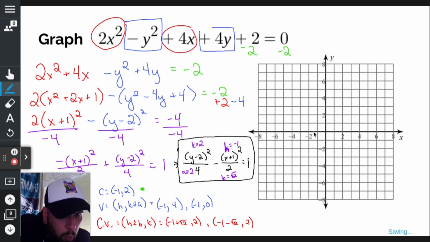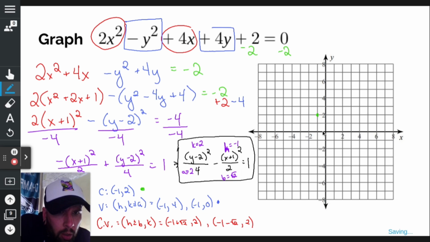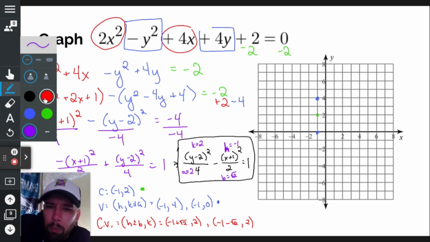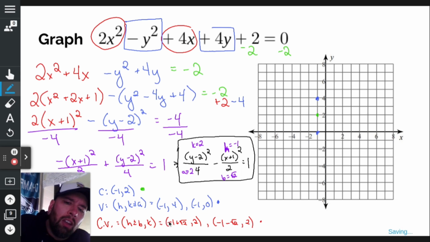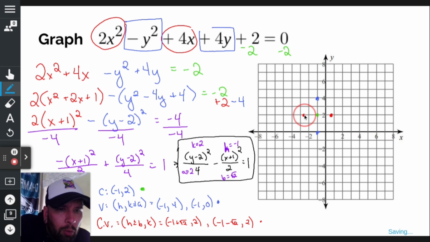Center is negative 1, 2. Not that that really matters. My vertices are going to be negative 1, 4, and negative 1, 0. And so this is going to open up and down like that. But how does it stretch out? That's determined by my co-vertices, which is negative 1 plus root 2, 2, so let me move that up, and negative 1 minus root 2, 2.